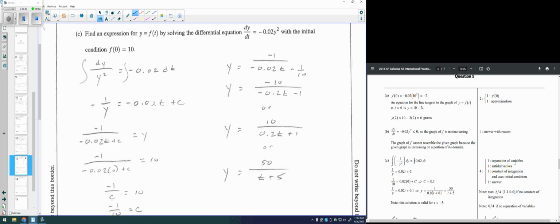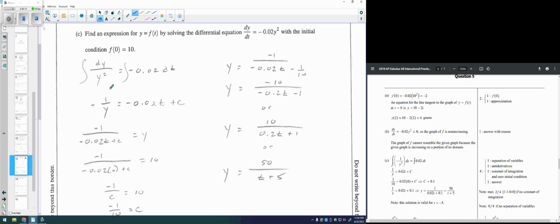1 point simply for separating the variables. Now, there's not a lot of people who made this mistake, but some of you brought the negative 0.02 underneath with the y. Not completely wrong. You can do that. It just seems to be easier if you leave it over here. If you bring it with the y, then I would put it as 1 over a negative, etc. But I would not do that. I would leave it on the right hand side and simply bring the y underneath. So you get 1 point simply for separating your variables. If you got that, you got a point.